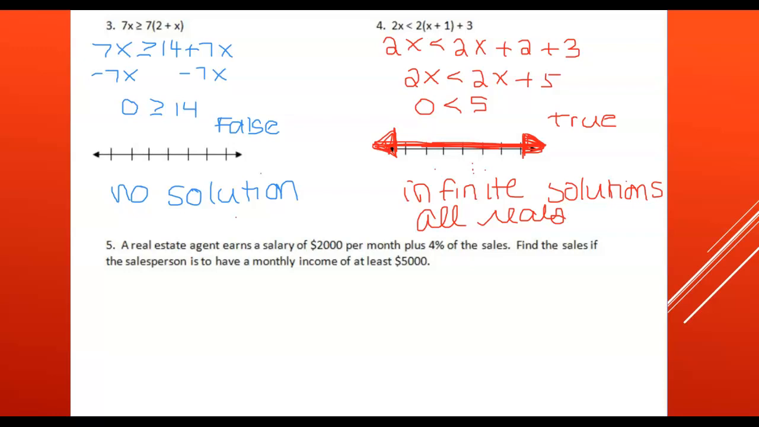Okay. A real estate agent earns a salary of $2,000 per month plus 4% of the sales. Find the sales if the salesperson is to have a monthly income of at least $5,000. So now we're taking words and interpreting them to come up with a solution. If they earn $2,000 per month, that is the money that is unchanging. That is your initial condition. So no matter what, they are going to make $2,000.